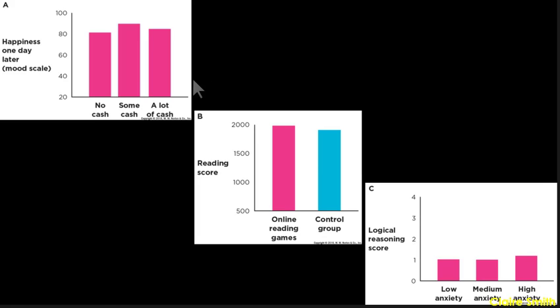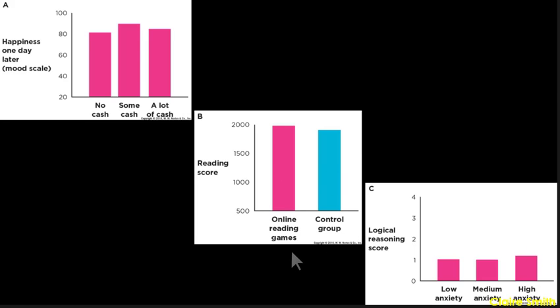So in this first one, the researchers had three different groups of people. One group they gave no money to, the second group they gave some money to, and the third group they gave the most money to. Then they measured the happiness of each group, found the average a day later, to try to see if money makes people happy, and they found no effect. Okay, so there wasn't really any statistically significant difference between any of the money groups.